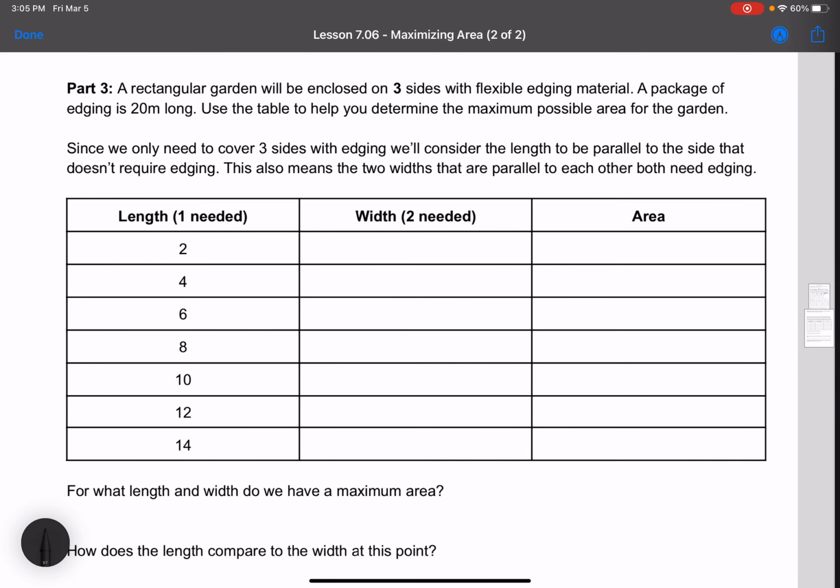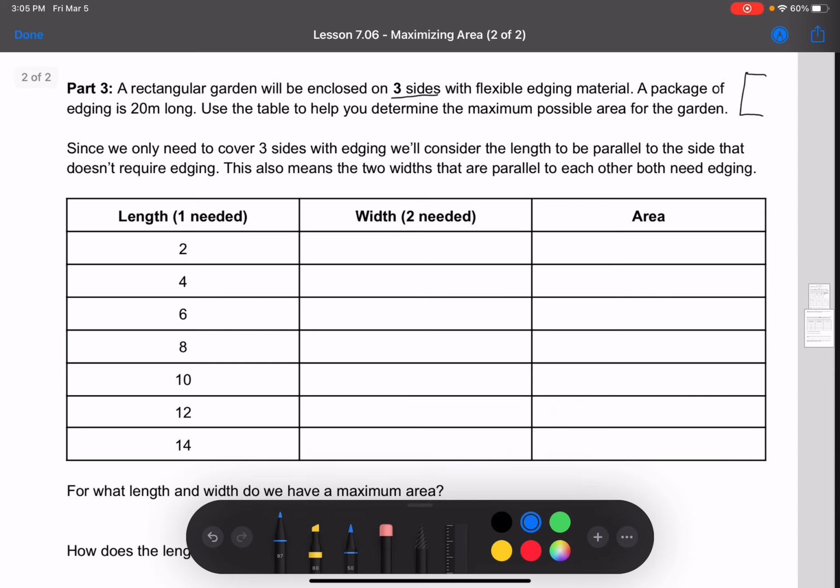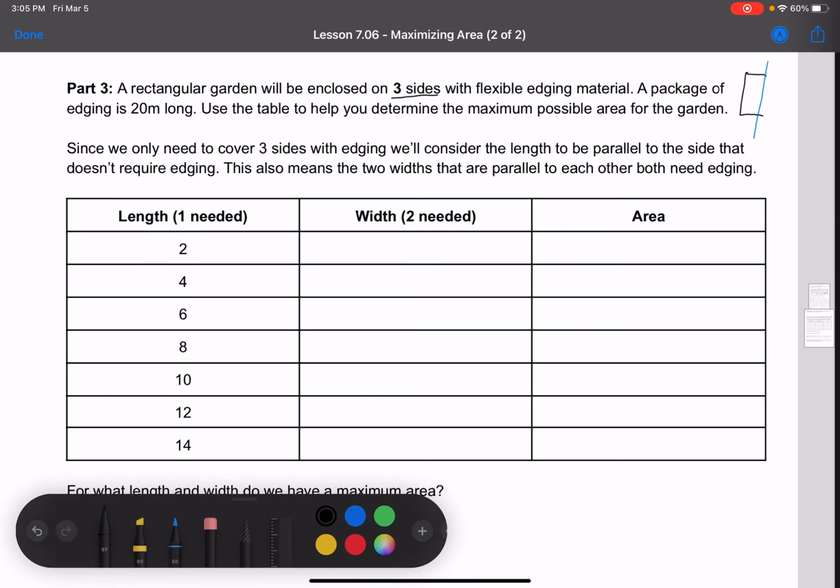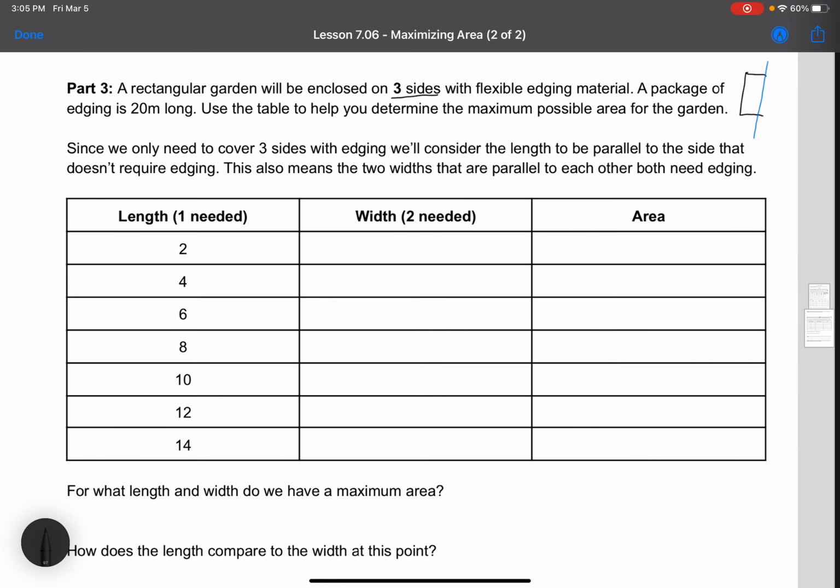But this final part is now we have a little bit of a difference. You have a rectangular garden, but only 3 sides need to be covered. So you're still creating a full rectangle. I'll draw it on the side here. Still creating a full rectangle, but one side already has, let's say, the materials. In this case, you're looking at edging materials, so it doesn't need to be covered. And so you only need to cover 3 sides. So we want to figure out how to get the maximum area given that we only need to cover 3 sides. And we still need to make a rectangle.